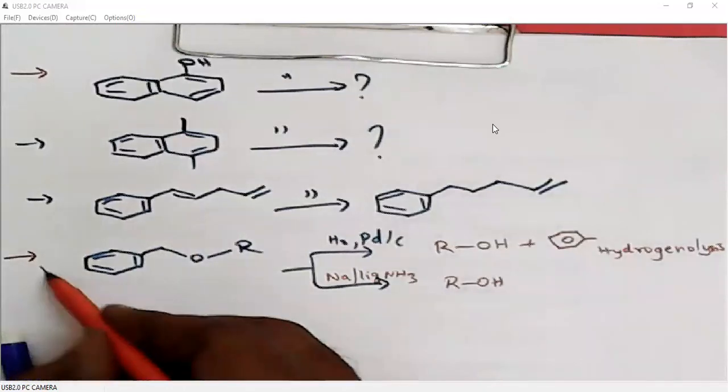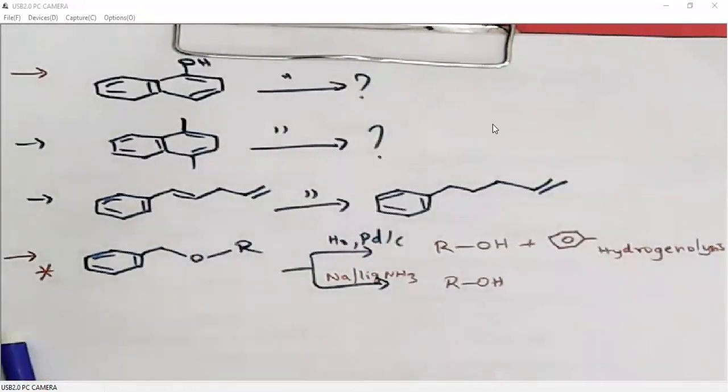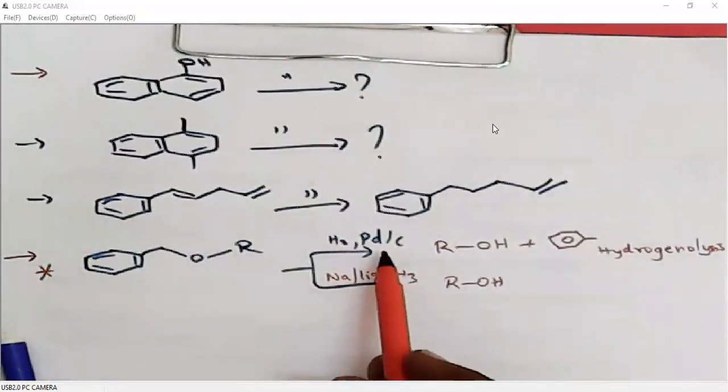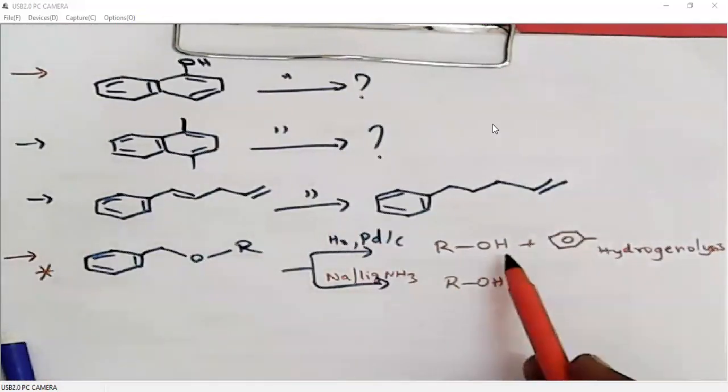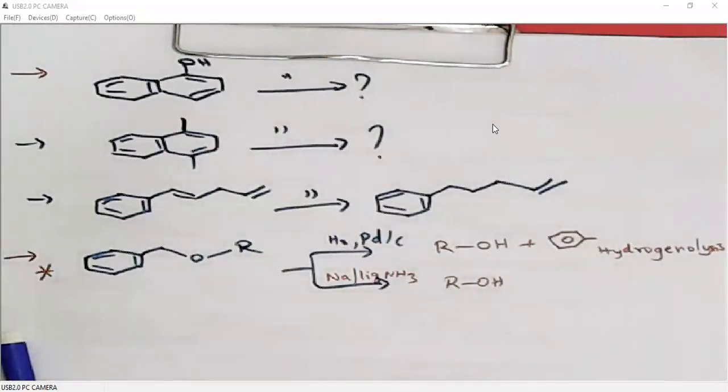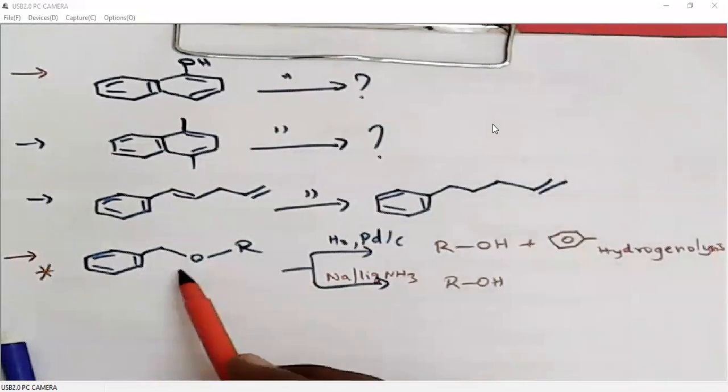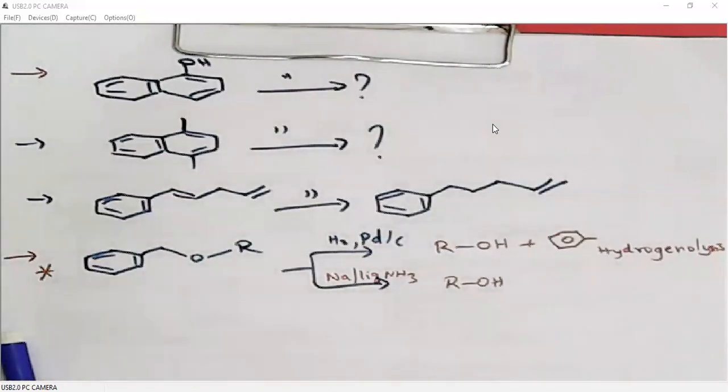So it is an important reaction when we have a double bond and a benzyl ether. H2 and palladium on carbon will reduce both of them, right? It will reduce the benzylic ether as well as the double bond. Whereas sodium in liquid ammonia will preferentially reduce the benzylic ether, but it cannot reduce the isolated double bonds. So we will have a selectivity here.